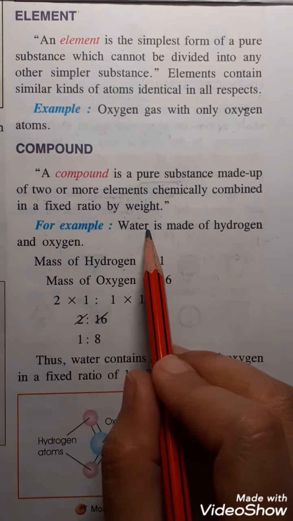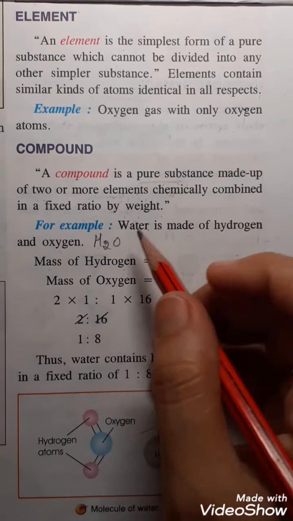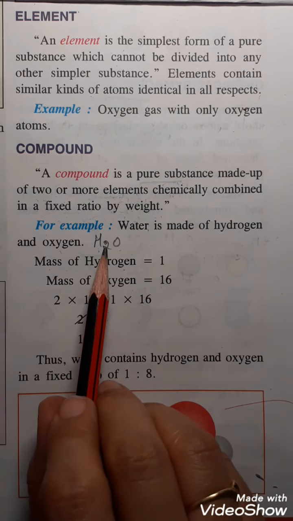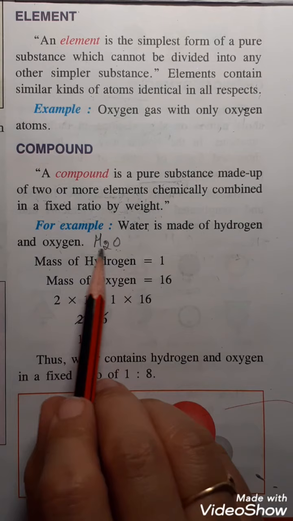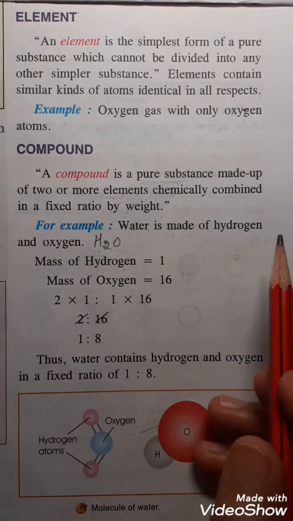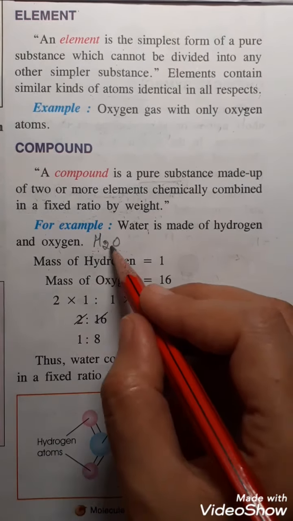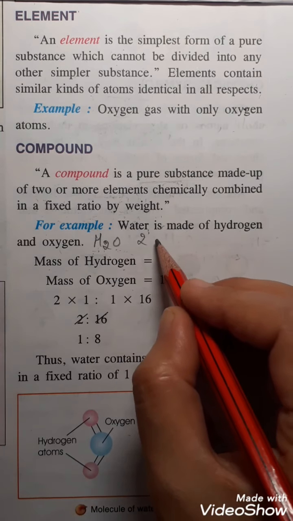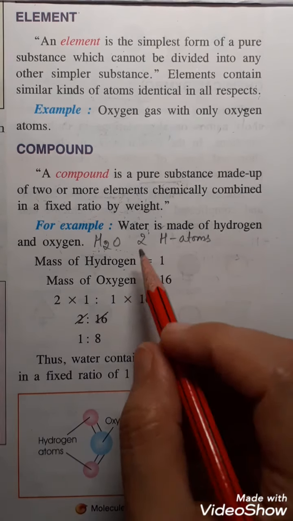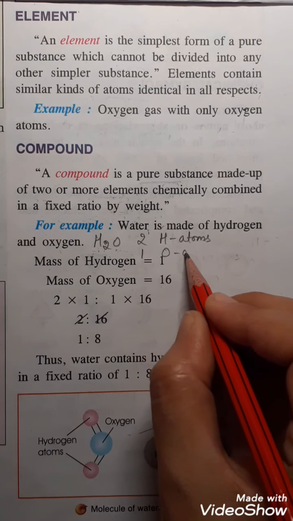So for example, water. Now water is written as H2O, right? So H2O must be having the atoms of hydrogen, and it must be having the atoms of oxygen also, right? That's why water is a compound having 2 types of atoms. So how many atoms of hydrogen are there in water? 2 hydrogen atoms are there, right? And how many oxygen atoms in water? 1 oxygen atom is there.